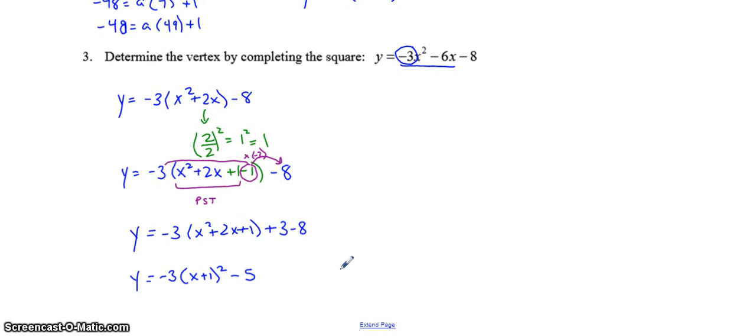So to determine the vertex, our vertex is at (-1, -5). Remember that the x-coordinate is the opposite to what it looks like right there. So that is completing the square to find the vertex.